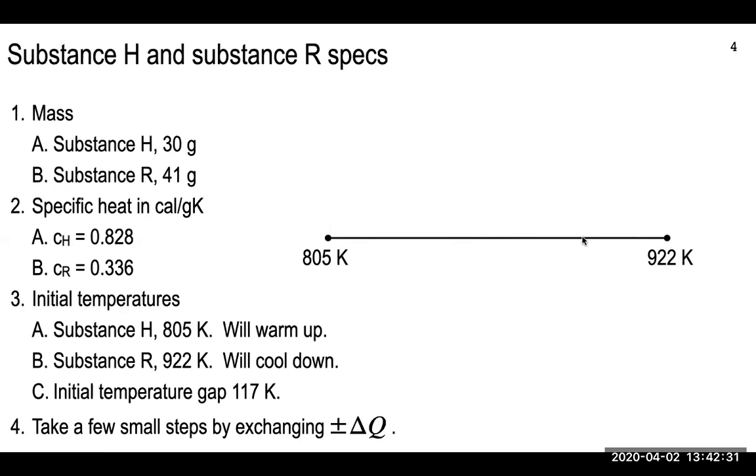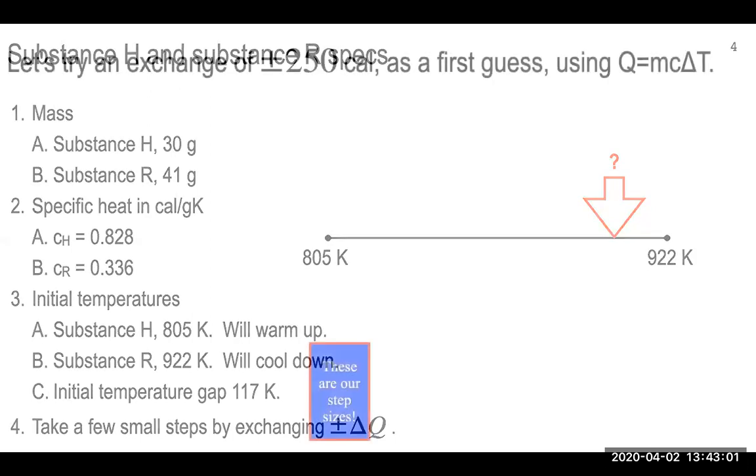All right, so let's do a bigger version of that. Actually, so what we're trying to figure out is the equilibrium temperature. Is it going to be closer to 805, or is it going to be, you know, somewhere near the middle like that? Or is it going to be closer to 922? That's what we're trying to figure out. And we're going to try to get it to the nearest Kelvin. Okay, you can be more precise if you feel like it, but nearest Kelvin is good enough for our task.